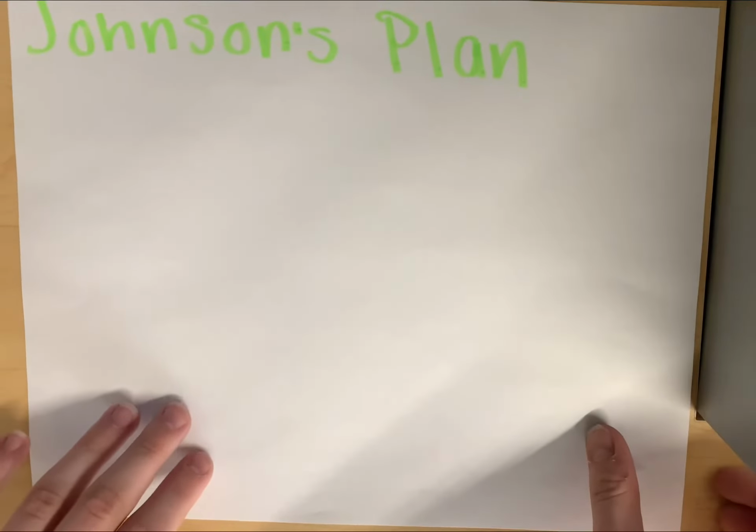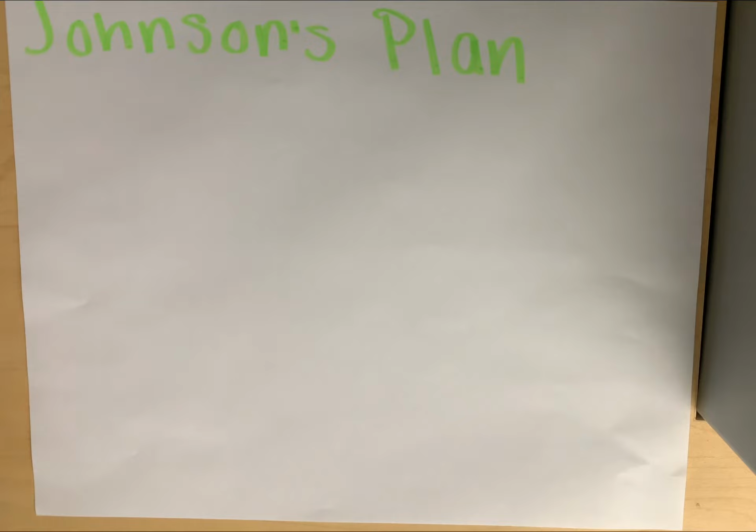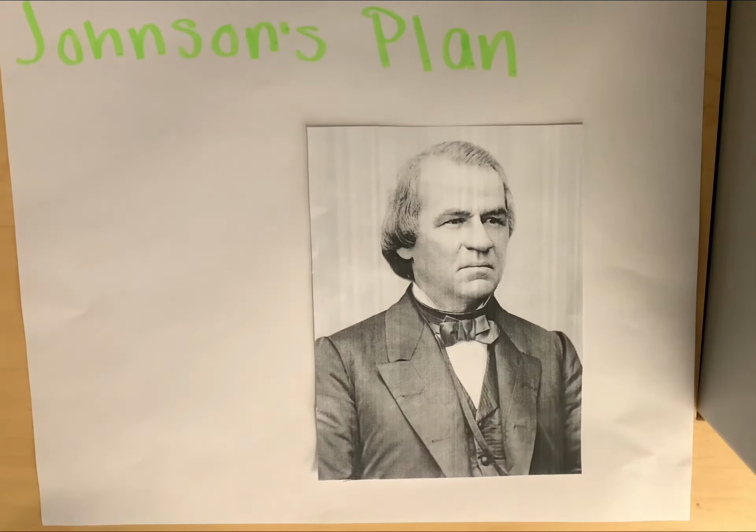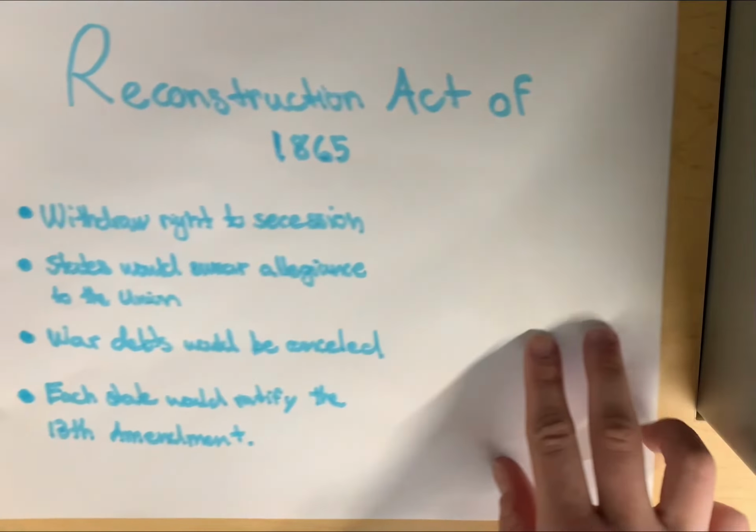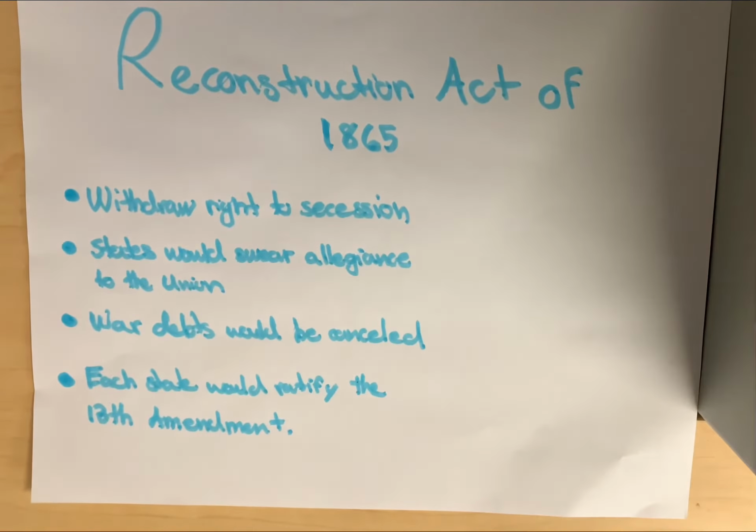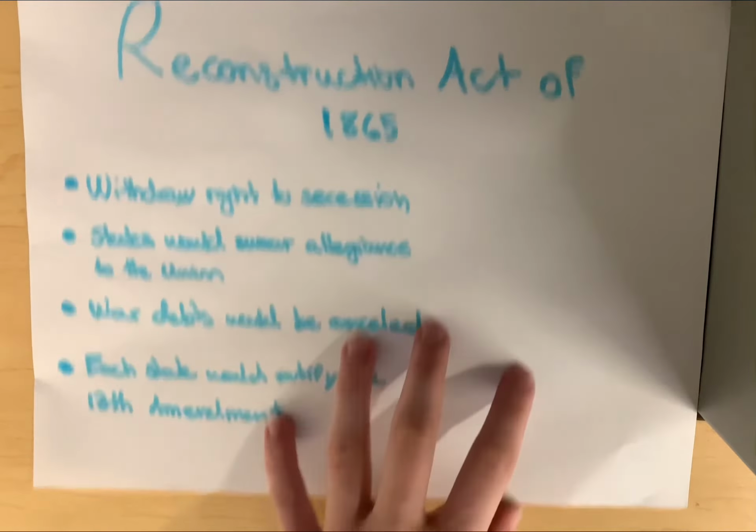Johnson at first took the Congress approach for Reconstruction, but slowly he became more lenient. Radical Republicans became worried that Johnson had changed plans or misled them. In 1865, with Congress out of session, Johnson constructed his own Reconstruction plan. Each state would have to give up its right to secession, each state would pledge allegiance to the Union, war debt would be canceled, and each state would need to approve the 13th Amendment. Johnson supported states' rights and did not force the oath upon high-ranking Confederates.